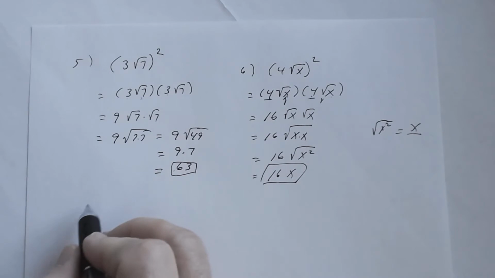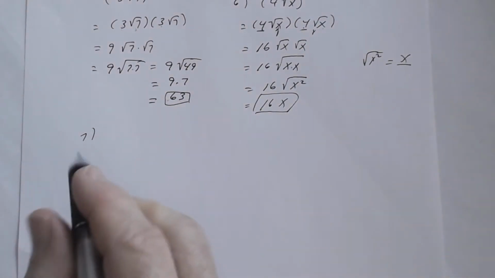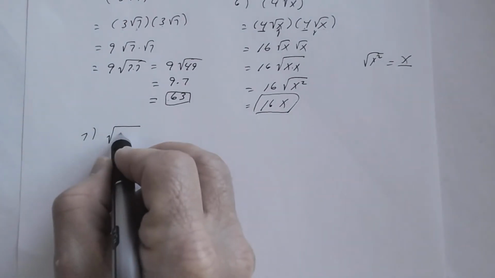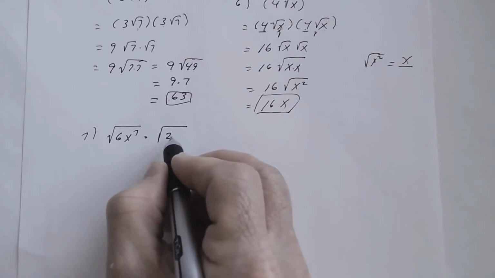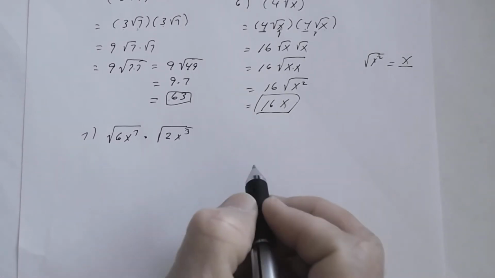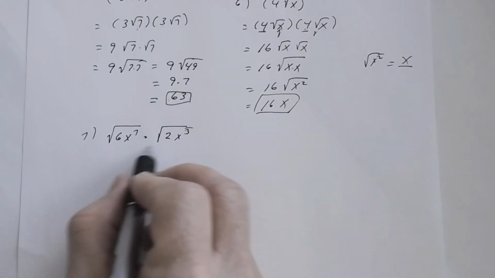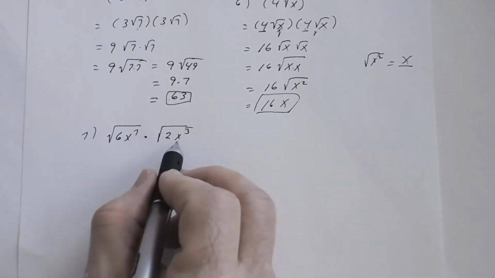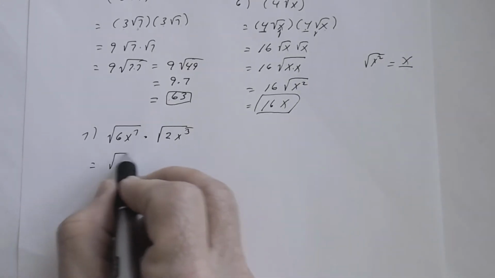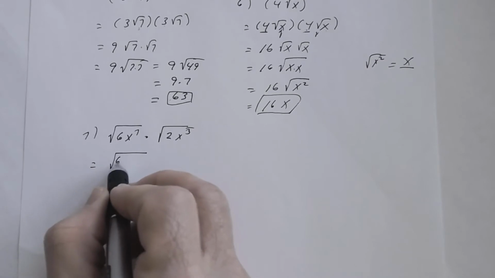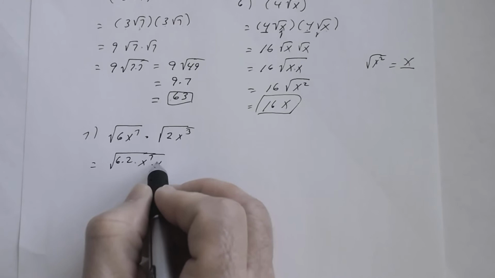All right, number 7. We have the square root of 6x to the 7th times the square root of 2x cubed. Okay, so using the product rule, you have a product of 2 square roots. So I'm going to use the product rule to write it as 1 square root. So I get the square root of 6 times 2 times x to the 7th times x to the 3rd.